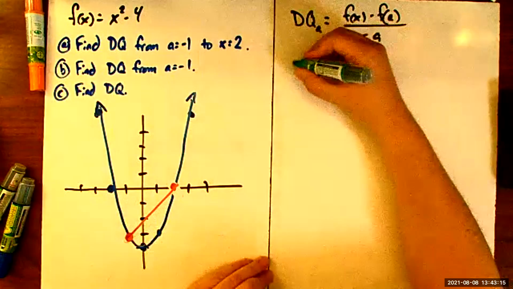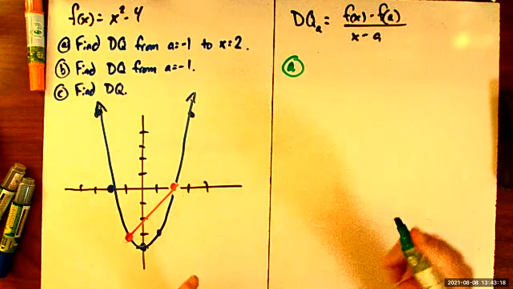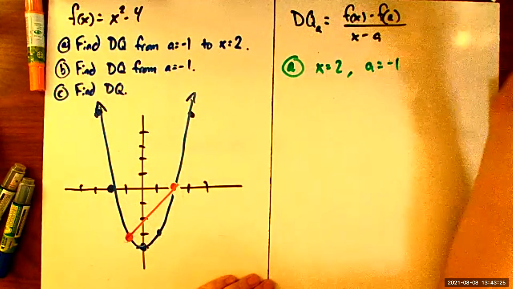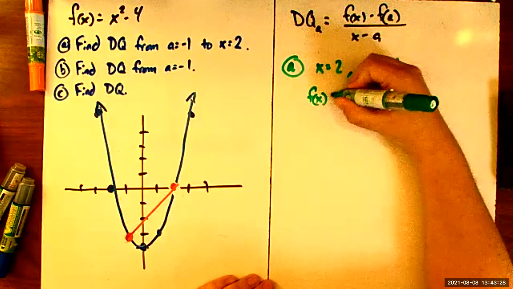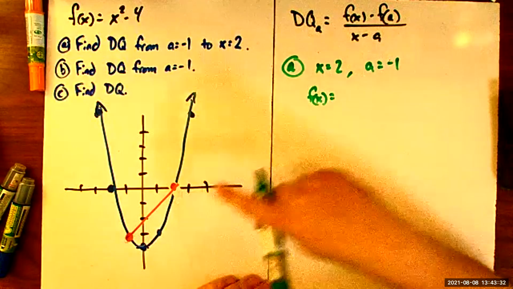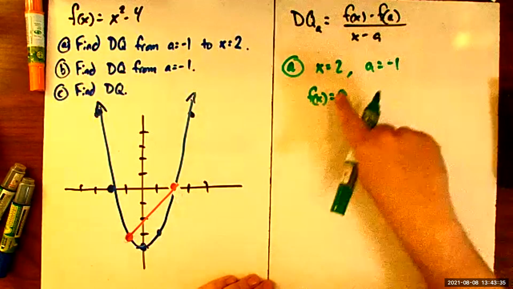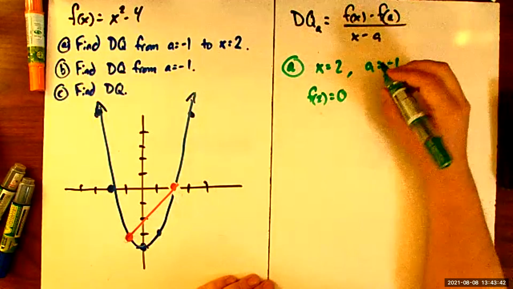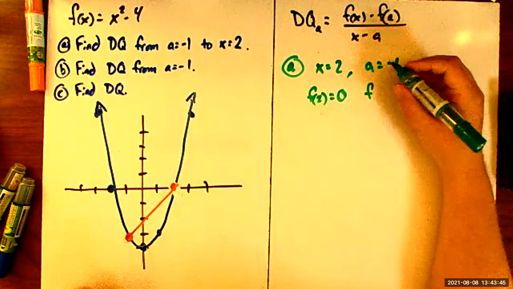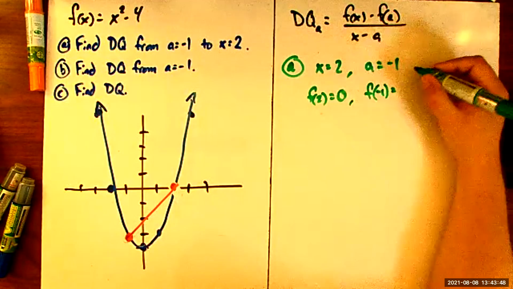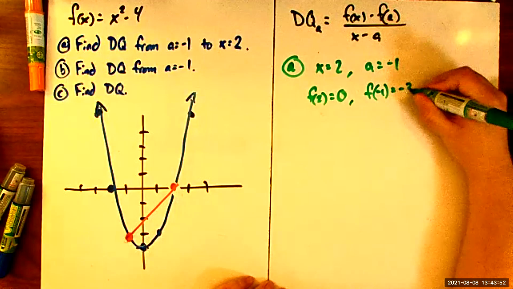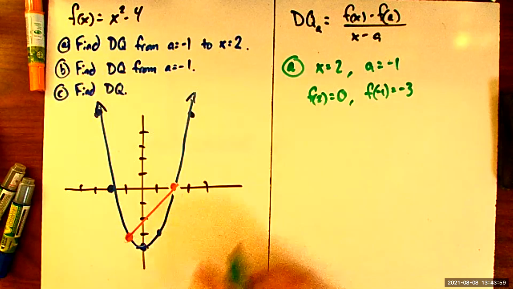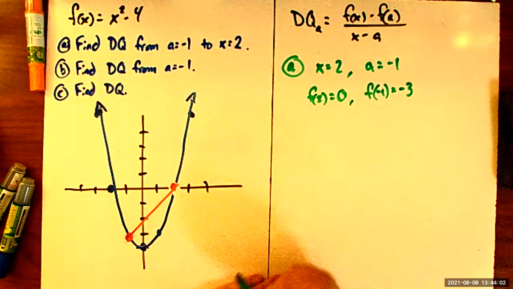Let's try the green pen and see if it works today. So for part A, we know that our x value is 2 and our a value is -1. Our f of x value, we could actually just come and look at the graph and see that it is 0. Because at 2, we could even say f of 2 is equal to 0. And at a, f of -1 is going to be equal to -3. And so now to find this difference quotient, all we have to do is plug those values into our difference quotient formula, which is just our slope formula.